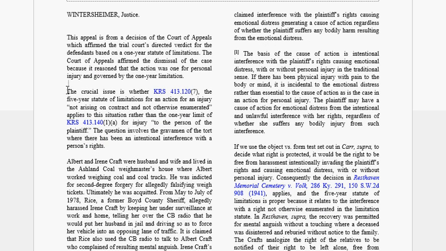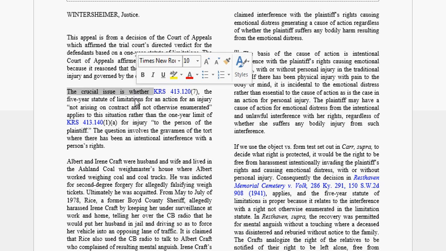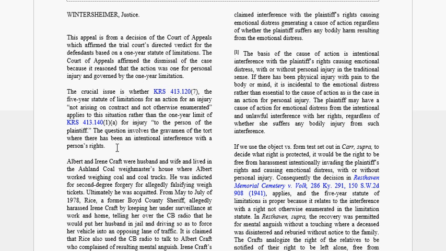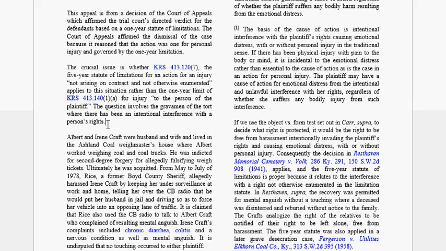This is a very nice thing that Justice Wintersheimer does for people. He starts his opinion with, the crucial issue is. This is not always going to be the case. You will find, more often than not, you are having to figure out what the issue is on your own, and you will develop the ability to do that as you go through law school.